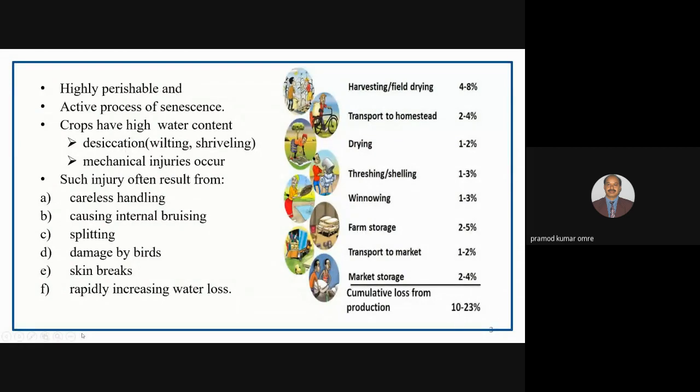When this damaged crop is kept for storage, there is a problem during storage. During storage, these damaged grains pick up moisture and ambient temperature. In the presence of moisture and ambient temperature, a reaction takes place, and due to that reaction, fungal growth develops on the surface of the grain.